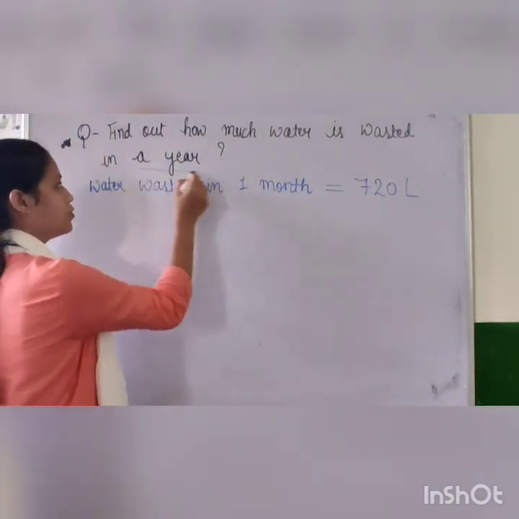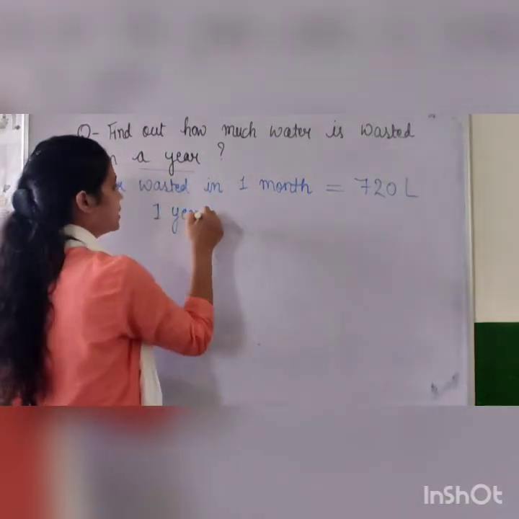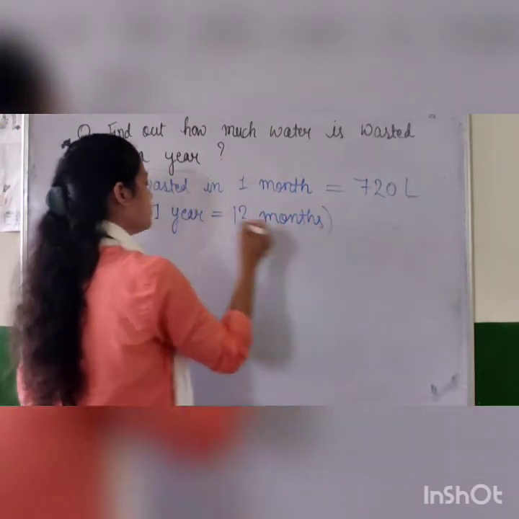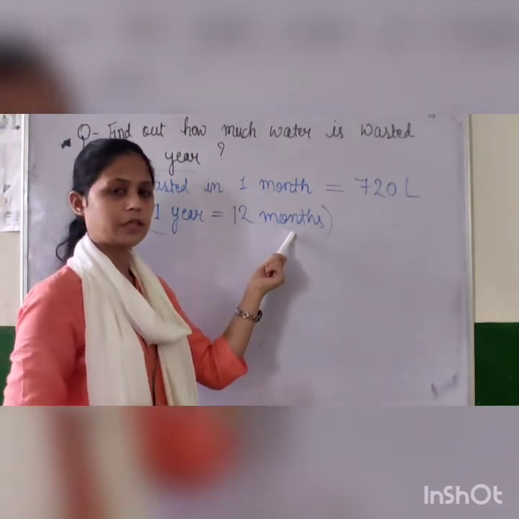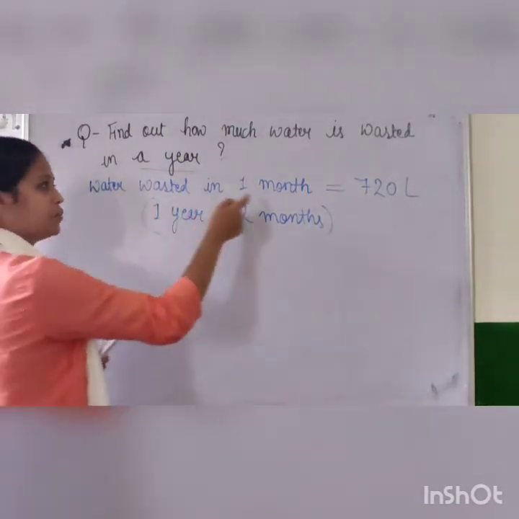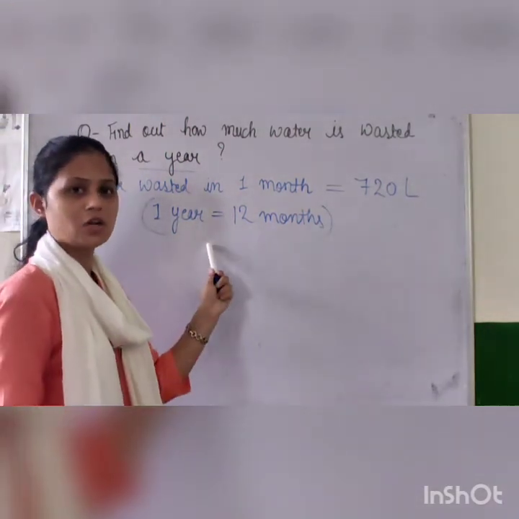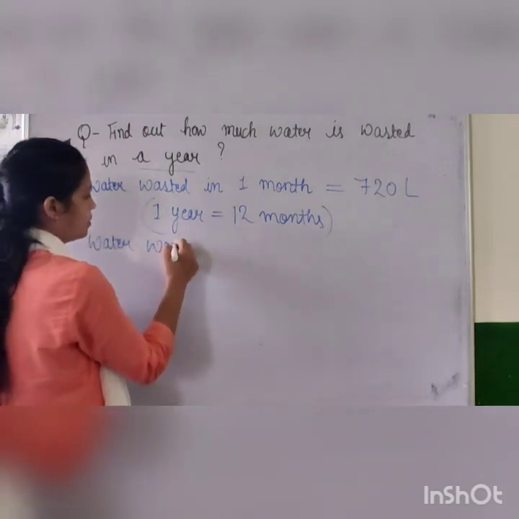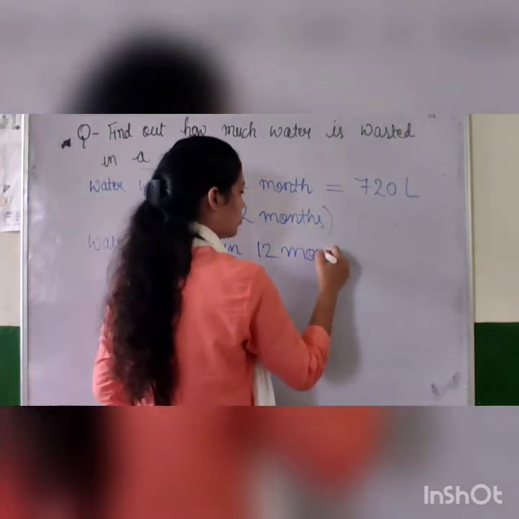And we have to now find out for a year. A year means 1 year. So we know that 1 year has 12 months. Why have we converted it into months? Because this detail is given in month. So we will find it out in month. So we can write 12 months in place of 1 year. Water wasted in 1 month is 720 liters, so now we will find out water wasted in 12 months, that is 1 year.